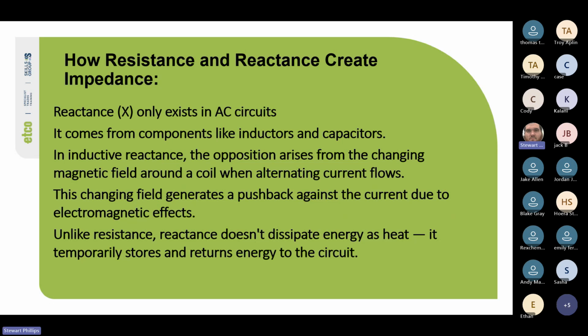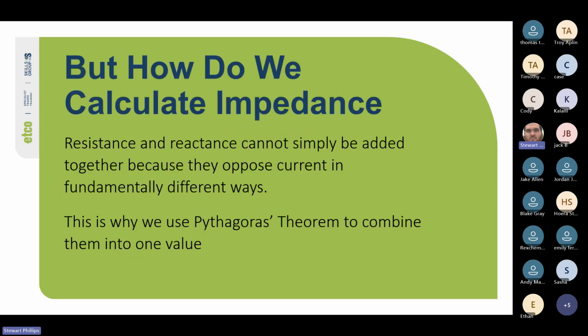Yeah, that's how impedance works. Cool. But now we'll look at how we calculate it. Resistance and reactance cannot be simply added together because they oppose current in fundamentally different ways. So we use the Pythagoras theorem to combine them into one value. So who remembers what the Pythagoras theorem is?